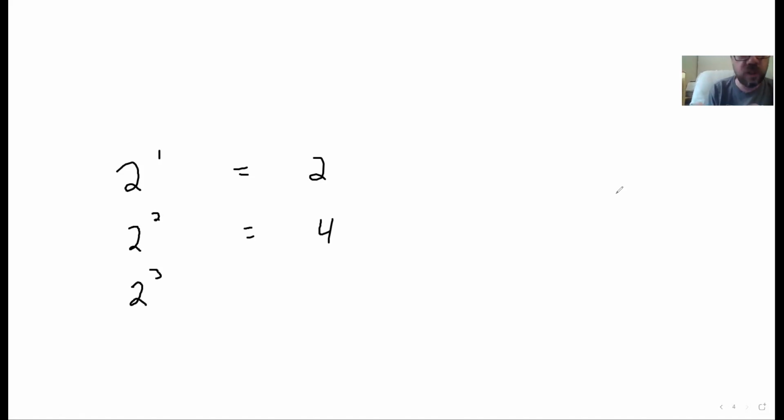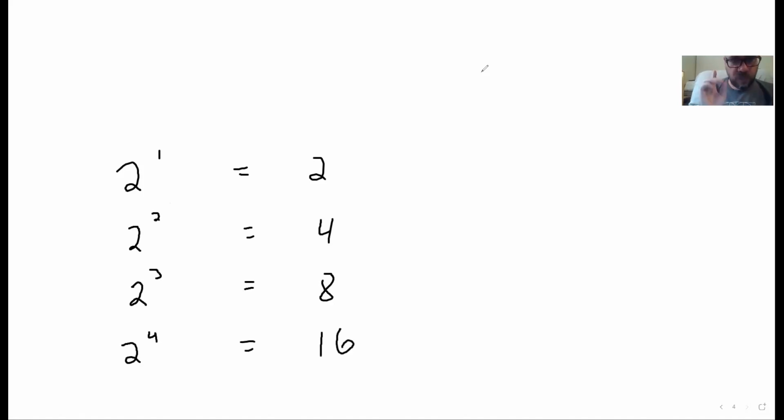So by the way, what I'm doing here is adding another number to the exponent, which is the equivalent of multiplying by 2 again, right? Multiplying by another copy of 2. That's what increasing the exponent does. So 2 to the third is just 4 times 2, right? That guy's 8. And I'll do one more, and then we'll stop. 2 to the fourth is 16.